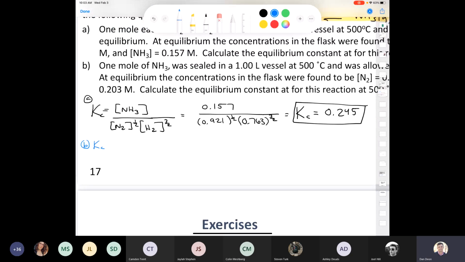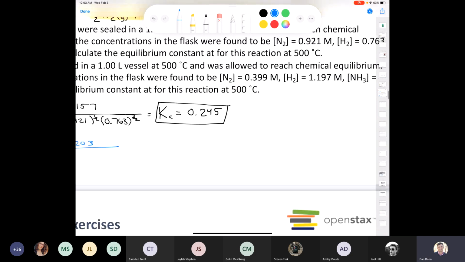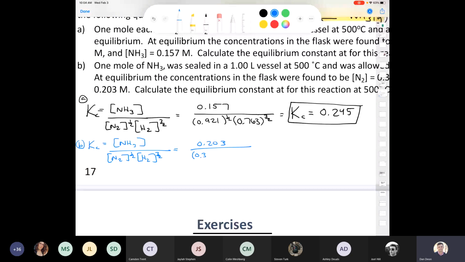Our Kc, concentration, is still equal to the concentration of ammonia divided by, okay, so we have that expression. We have our new concentrations. We have 0.203 divided by, I can't read my own writing, 0.399, is that what it is? Yep, 0.399 to the power of a half, and then 1.197 to the power of 3 over 2. There we go.